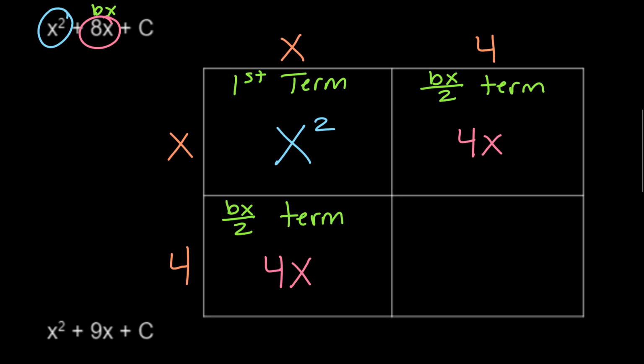What do you think I'm going to write in this last box? 16. How did I get that? 4 by 4. Another way that I could term this is my b divided by 2 term squared.